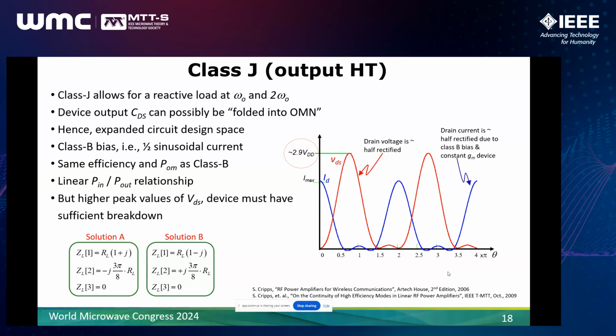But the cost of doing so is that the peak drain voltage is higher than what it would be in class B. So here in class J, the peak drain source voltage can approach 2.9 times VDD. And there's two solutions for class J, and I show what they are in terms of the impedances at the fundamental, second and third harmonic. And again, they relate back to the class B analysis before, where RL is the value we'd have in class B operation.